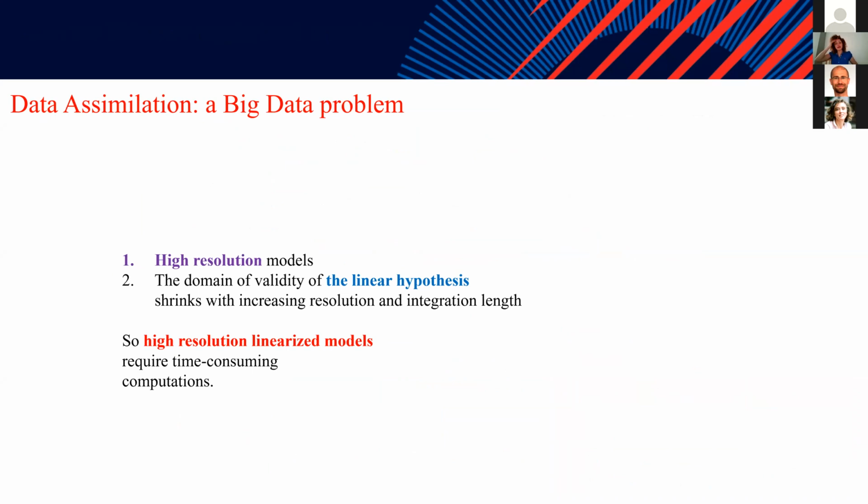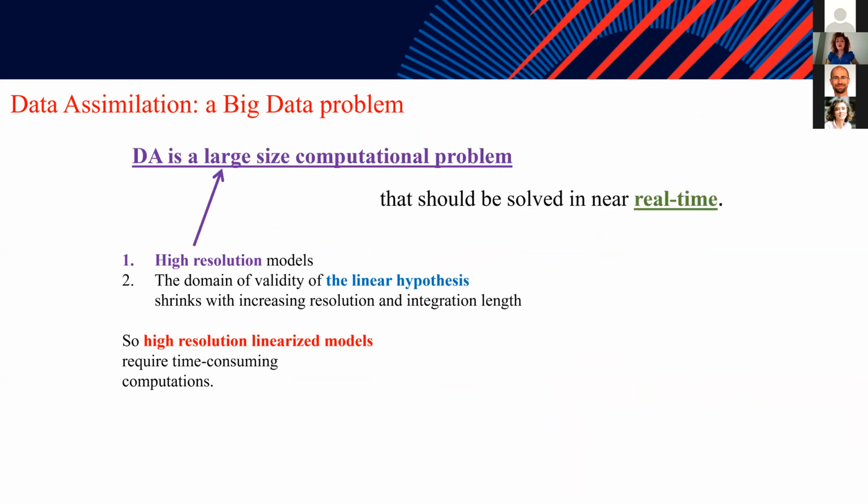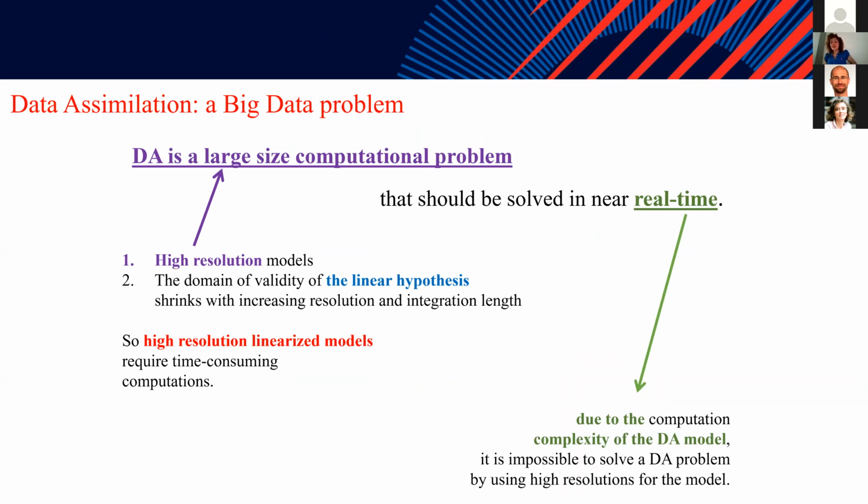So we have a point here. You want to use data assimilation to improve the accuracy of your data. But the problem is that data assimilation is a large-size computational problem, and you want to solve it in real time. It doesn't really matter whether you minimize that function with the variational approach or with the Kalman filter. You have different problems in terms of complexity and computational time, because with the variational approach you have to minimize a big cost function, while with the Kalman filter you have to invert a big matrix.